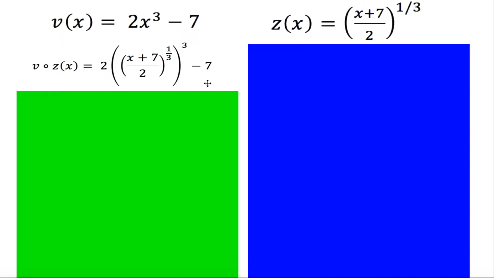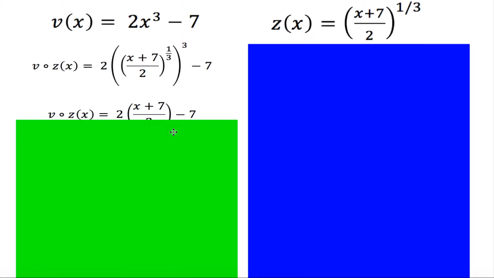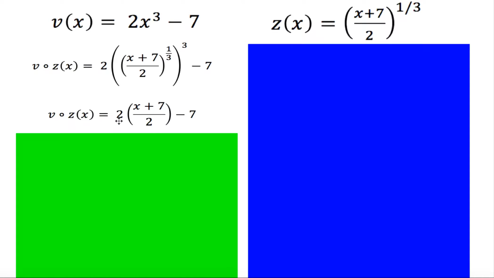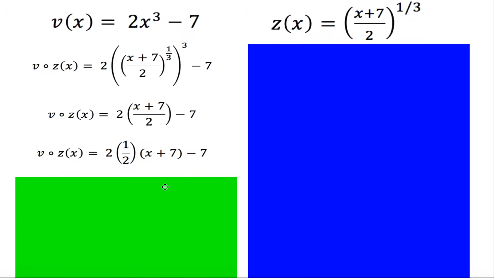But let's simplify this. So I have to the third power and to the 1/3 power, or taking a cube of something and then cubing it, and we know that those are inverses, so we can simplify it down here. So I have 2 times x plus 7, which is being divided by 2, minus 7. Well, when we have something in its division, we know that that's the inverse operation of multiplication, and so we're going to rewrite this. And so here, now we have 2 times a half times x plus 7 minus 7.